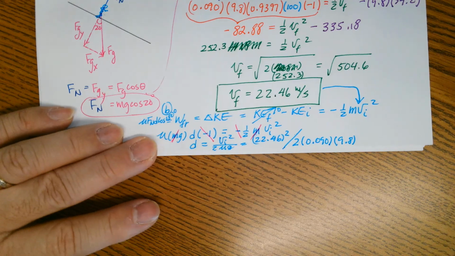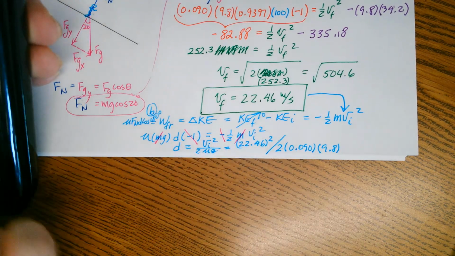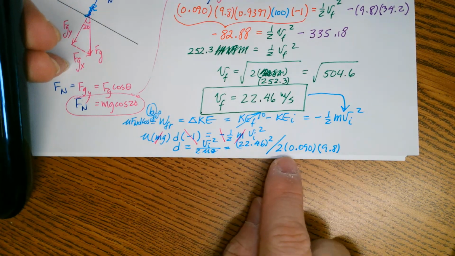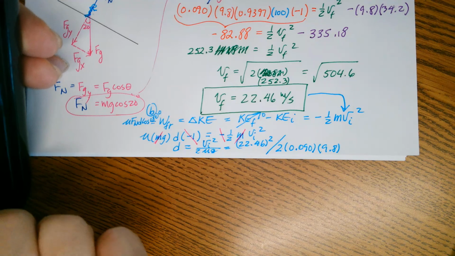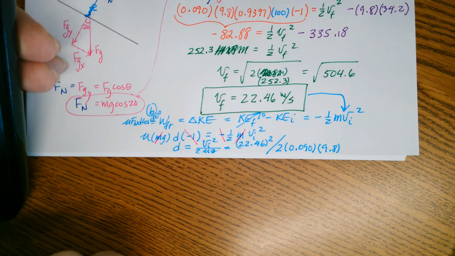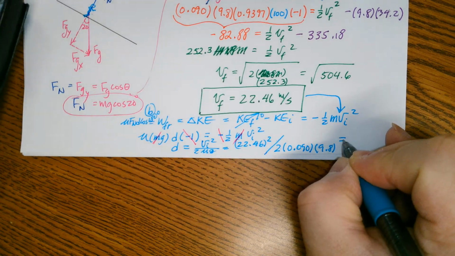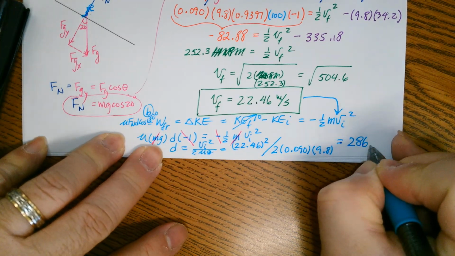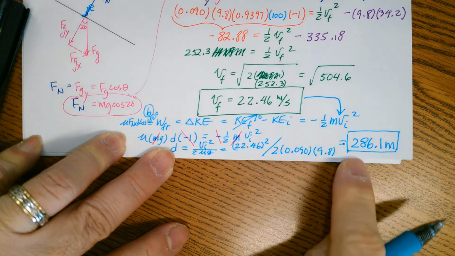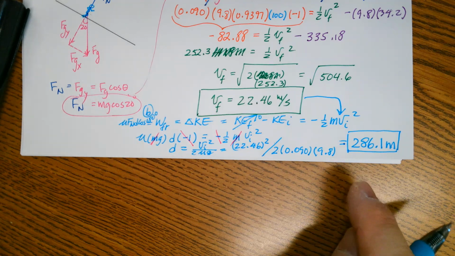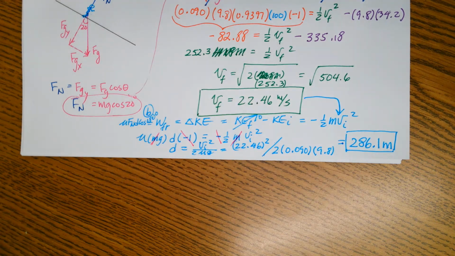All right. So what is that? So that squared, divide that by 2 times 0.09 times 9.8. And I get 286 meters. So you're going to go almost like 3 football fields once you hit the parking lot. You just keep going for 286 meters before you come to a stop.